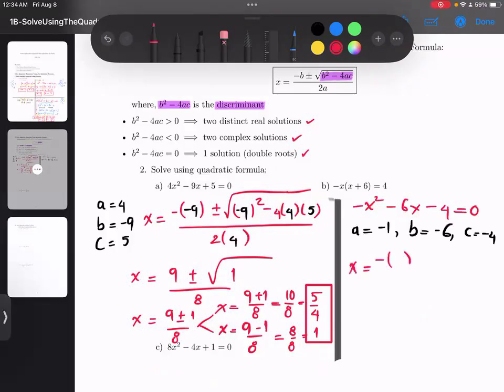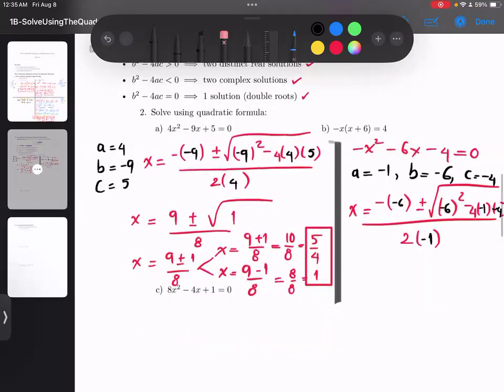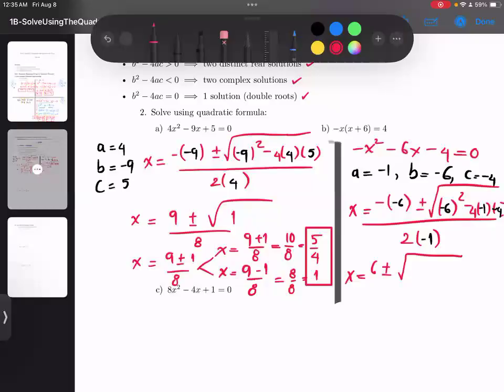Right. Here I have a equal negative 1, b negative 6, c negative 4. Let's see, negative 6, negative 1, negative 4, negative 1. Okay, see what I have. x equal positive 6 plus minus the square root of 36 plus 16, that's 52, over negative 2. Now, 52 is positive, so you're going to have two solutions.